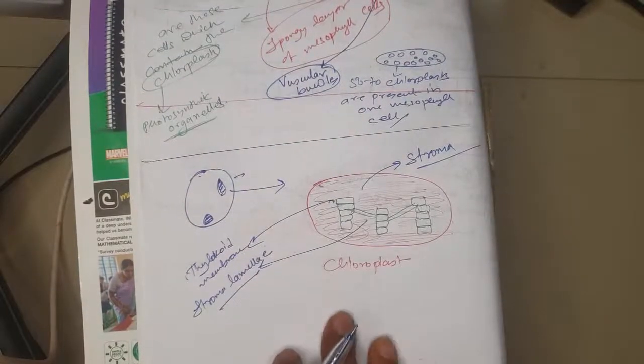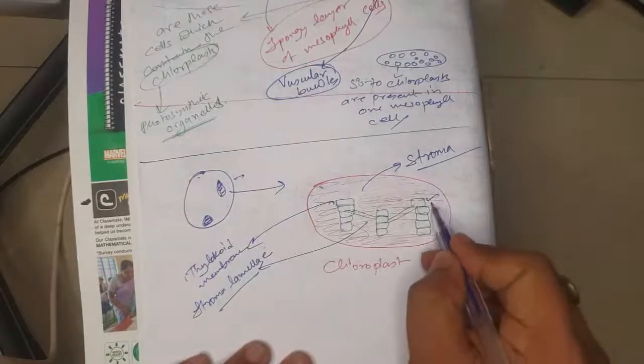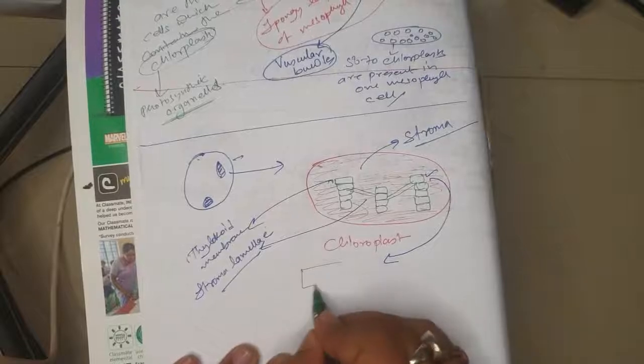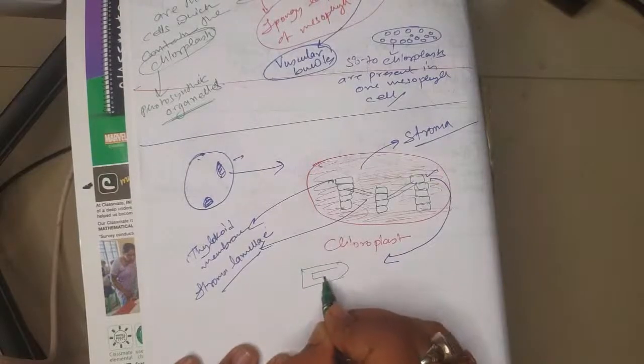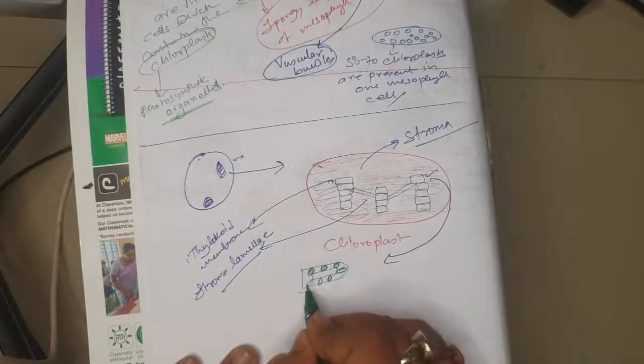Now this is the thing that we already know. Now if we go much deeper, if we pick one thylakoid membrane and bring it down, you know that chlorophyll pigment is present inside the thylakoid membrane.